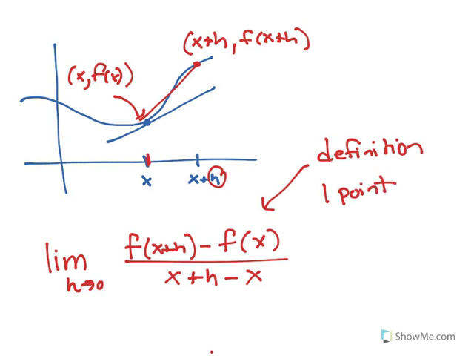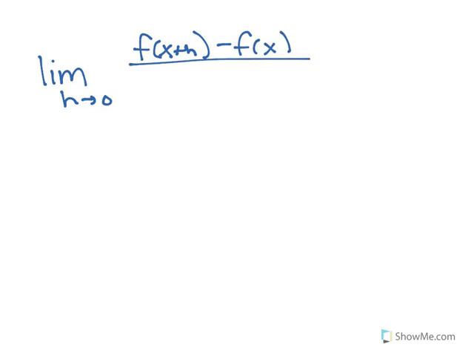And there's something I noticed on the bottom. I have x plus h minus x. So these things can cancel out. So for any function, I can find its derivative by finding the limit as h approaches 0 of f of x plus h minus f of x all over h.